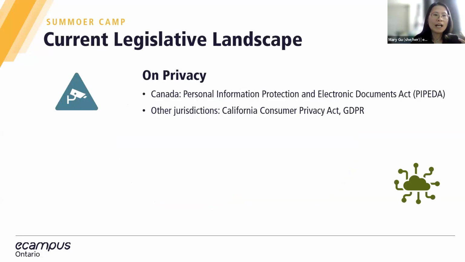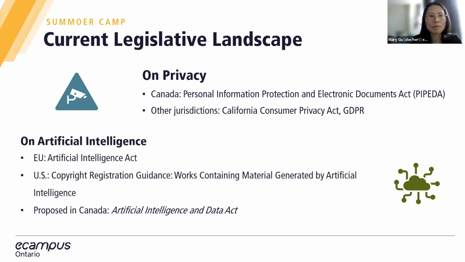So on the privacy side, the major piece of legislation that I'm sure you're all familiar with is first and foremost the Canadian PIPEDA Act. But there are other pieces of legislation that have a pretty big impact on the technology sector, which is the California Consumer Privacy Act and of course GDPR from the European Union. On the AI side, just this summer, the EU has released their Artificial Intelligence Act, which will, I think, be a baseline framework and maybe a reference point for many other jurisdictions.